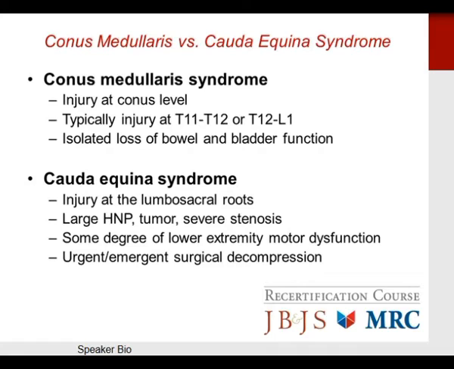Conus medullaris versus cauda equina syndrome. Remember that in conus medullaris, this injury occurs at the level of the conus, therefore it's at T11, T12, or T12-L1. This results in isolated bowel and bladder dysfunction.